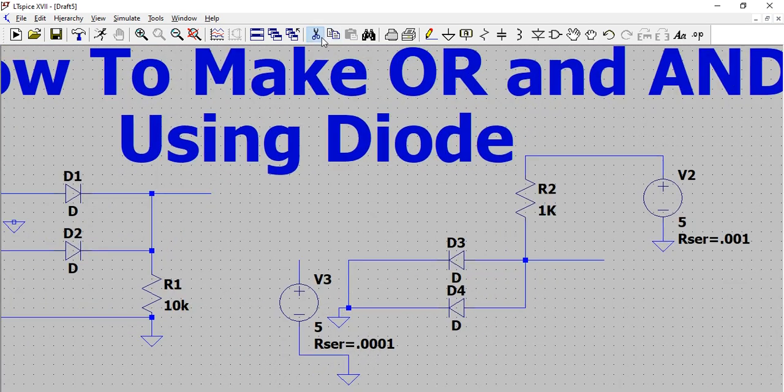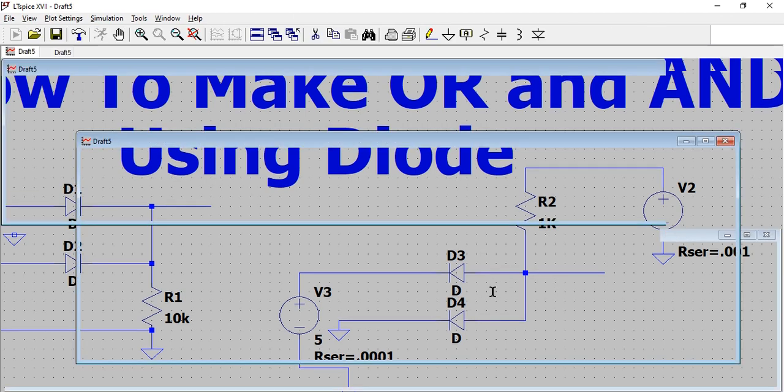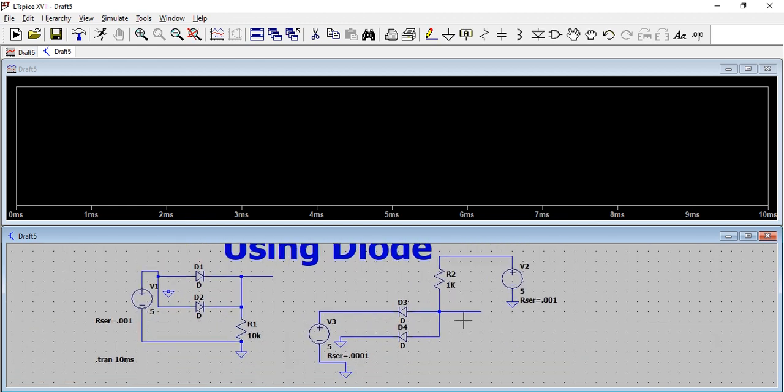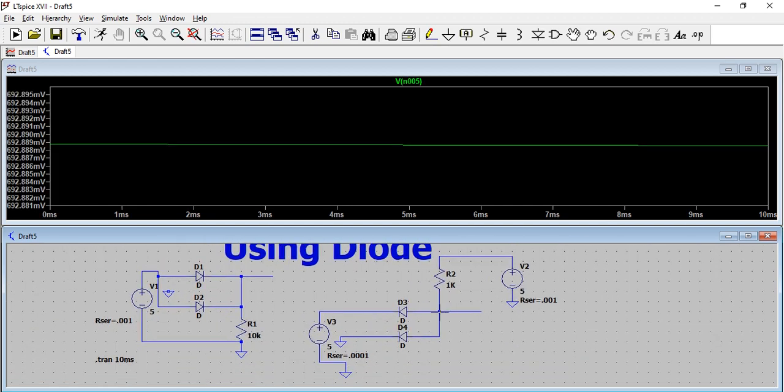Okay, now what we do, we make one input high and one input low. So what will happen? This is logic 1 and this is logic 0. So in this case the output should be 0. And why the output will be 0, I will tell you. You can see here the output is 0.7 volt. Why is it 0.7 volt?